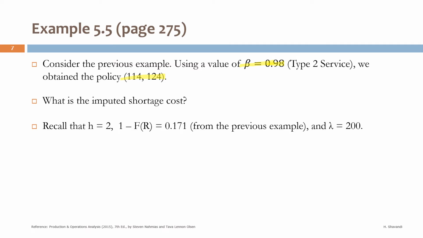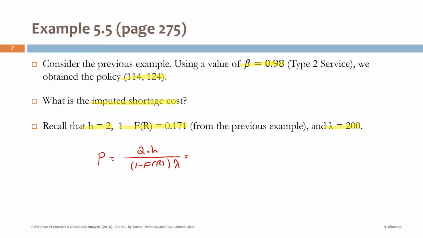Now we are going to obtain the imputed shortage cost here, and we know that H equals 2. 1 minus F(R) in this example is 0.171, from the first example, and the lambda here is 200. So by having these numbers, we can easily write the equation for imputed shortage cost, which is Q times H over 1 minus F(R) times lambda.